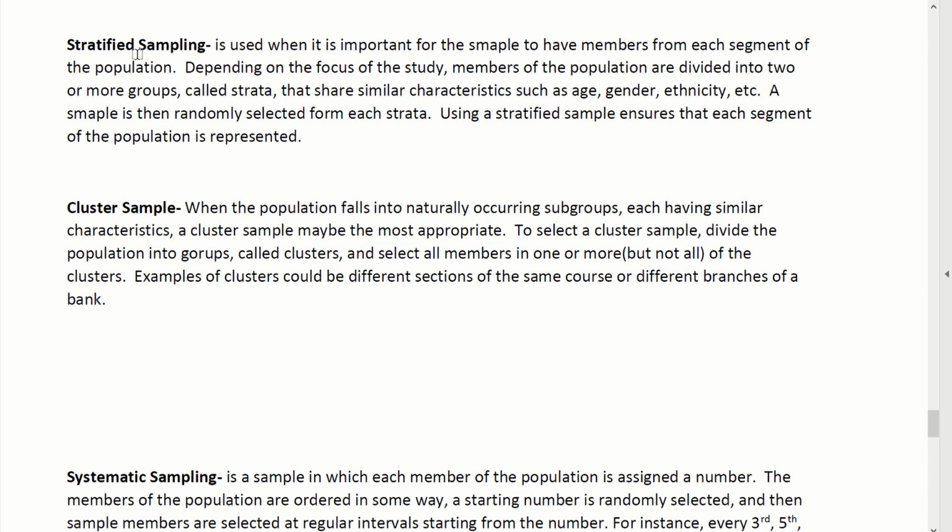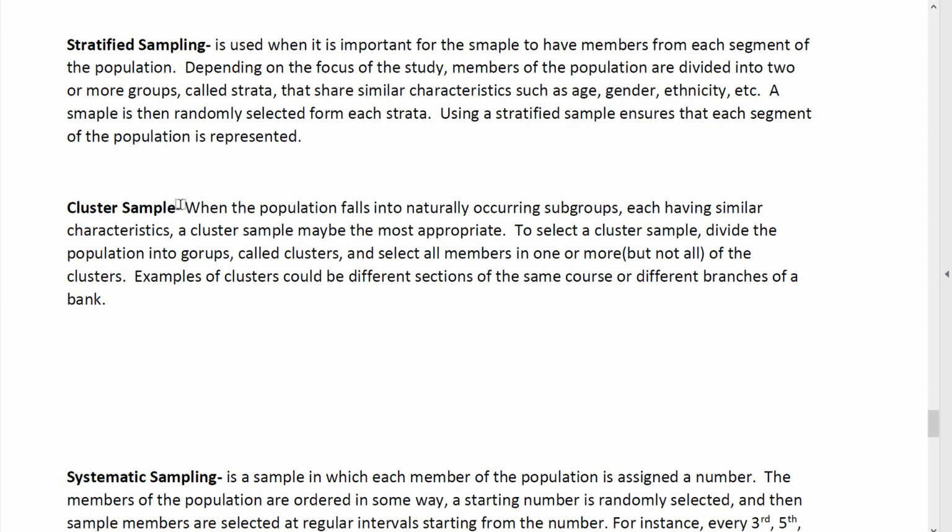A lot of students, understandably, will confuse stratified with cluster sampling. In both of them, they share some common characteristics, but with one huge fundamental difference. In either case, you're breaking the population up into subgroups. In stratified sampling, you break the population into groups or strata, and then from each strata you select some people. So all groups are represented, and you pick some from all.